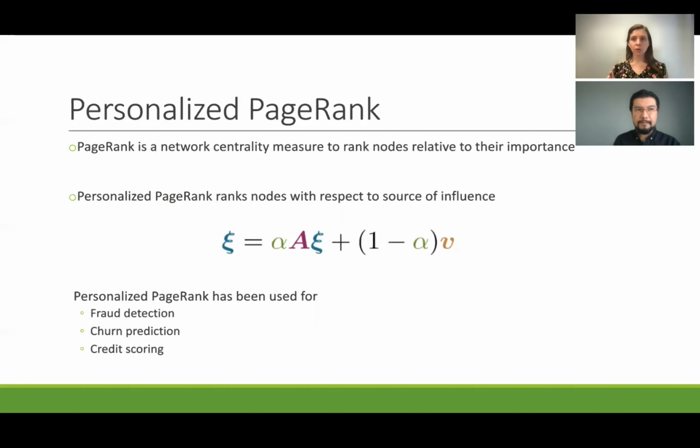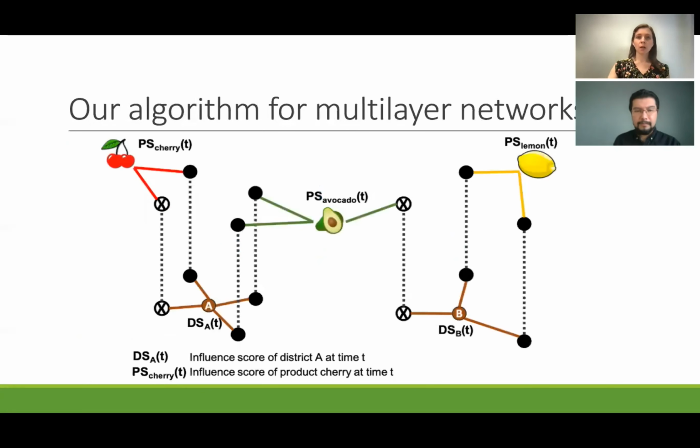And this algorithm has been applied, for example, in fraud detection in order to find nodes that are at high risk of being fraudulent. And also in our prior work, we have done it to detect default in networks. So we actually had to invent this algorithm for multi-layer networks because it did not yet exist. And here you can see how we did that.